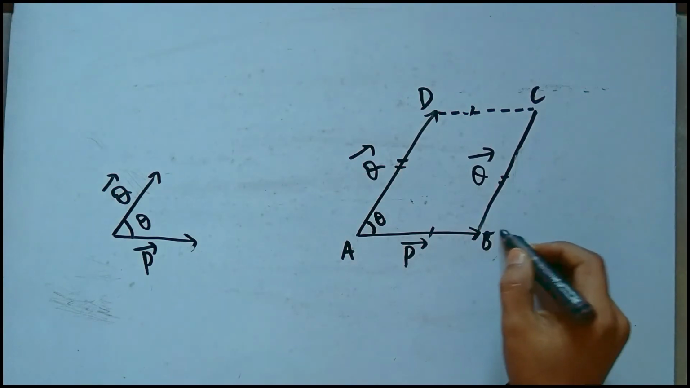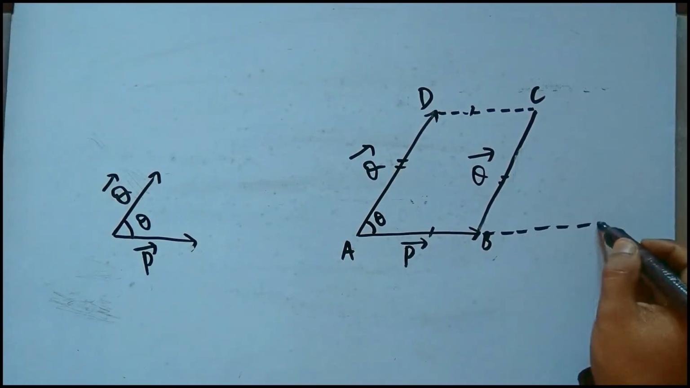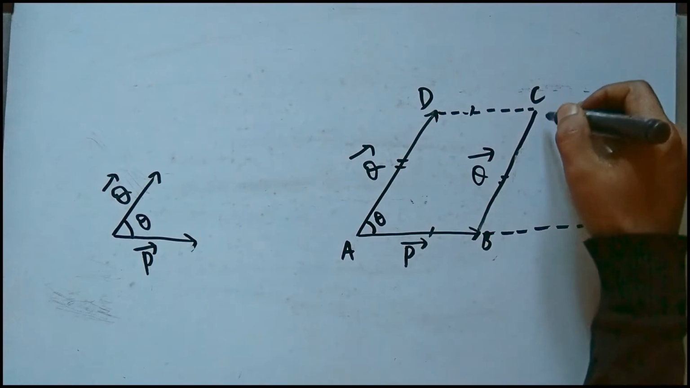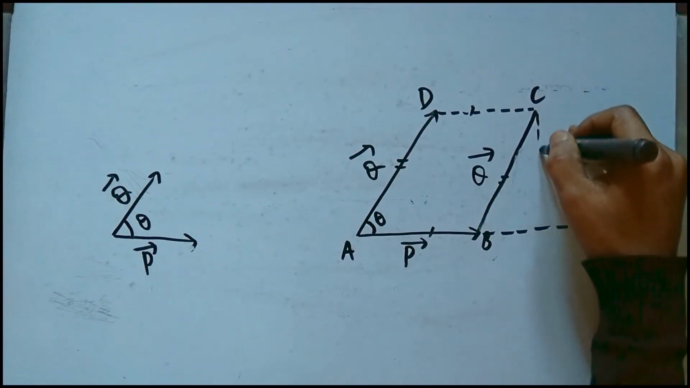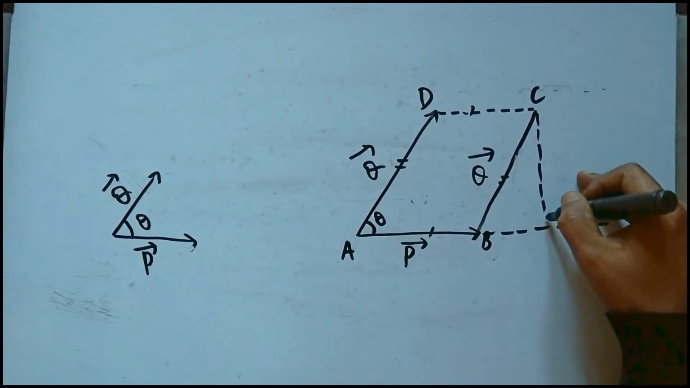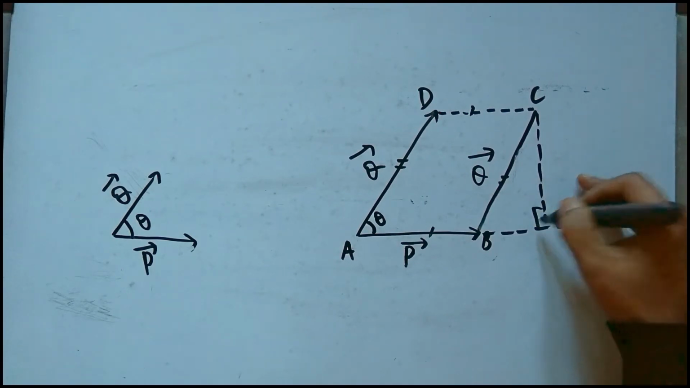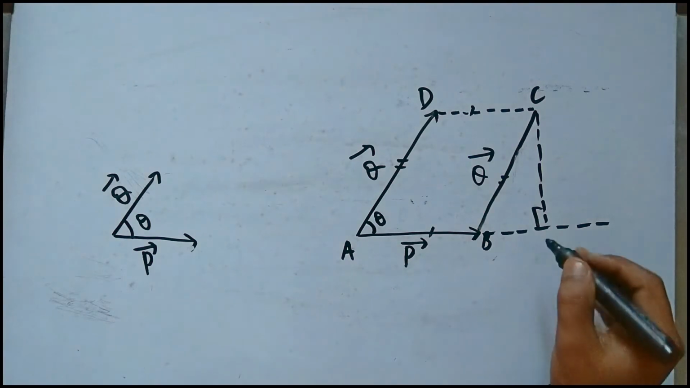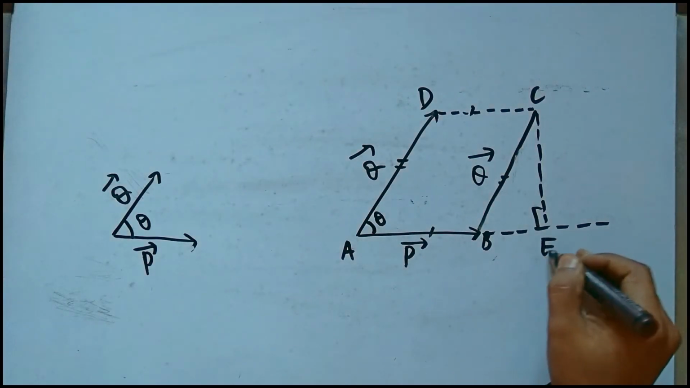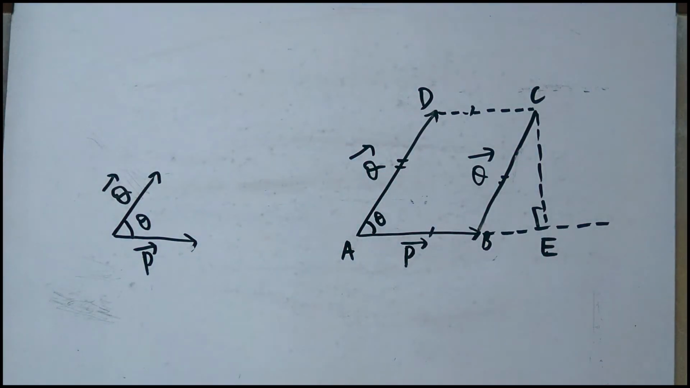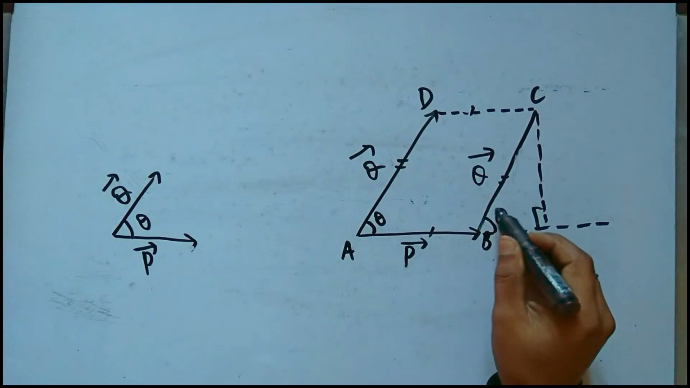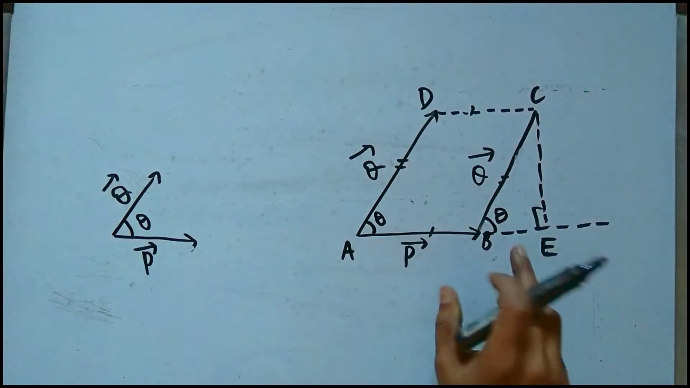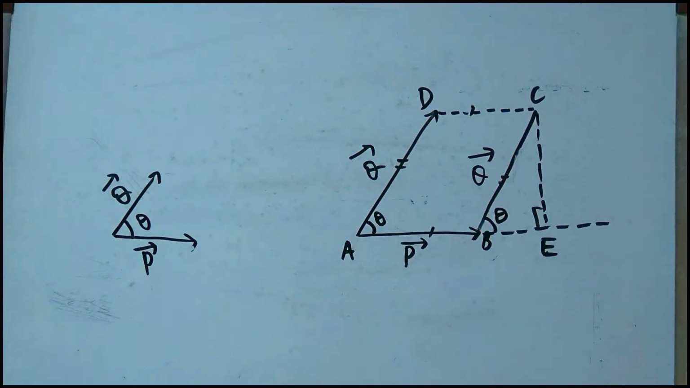Let us extend this line and we draw a perpendicular from point C. Let this point be E. If this is theta, this is also theta. These two angles are corresponding angles because these two sides are parallel.